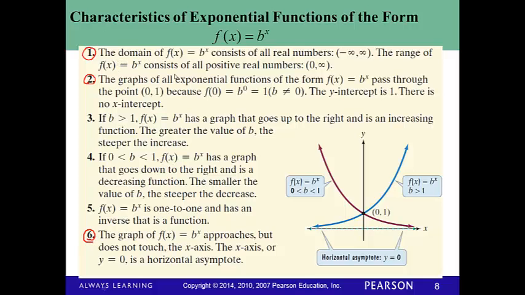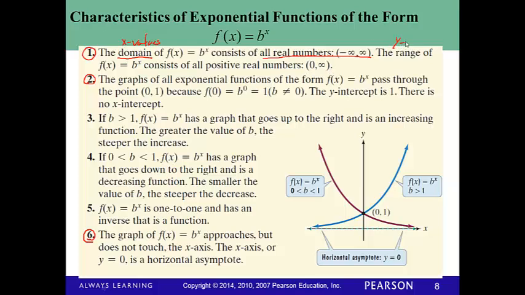The domain of f of x equals b to the x, the exponential function's domain, consists of all real numbers. Let's remind ourselves that domain means the x values of the function, the ones I can plug in and I expect to get something back. Well, b to the x power means x can be anything and I'll get something back. So your domain is the entire real line, negative infinity to infinity. The range of the exponential function consists of all positive real numbers. So it's 0 to infinity, not including 0.